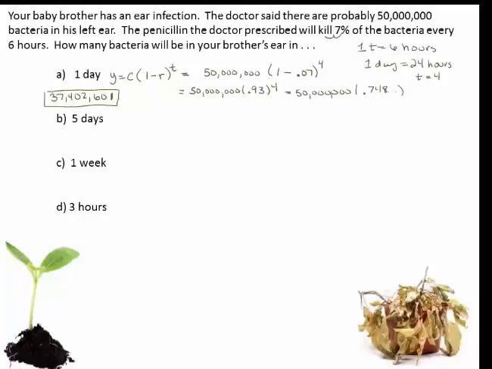5 days, well, first we need to figure out how many hours that is. So we'll multiply 24 times 5. Or actually, we don't need to go that route. We know that one day, t is 4. So 5 days, t is 4 times 5. So that's 20. So I'll set this up. So I have 50 million again, times 1 minus 0.07 to the 20th. Well, I know that 1 minus 0.07 is 0.93. So I need to raise 0.93 to the power of 20.